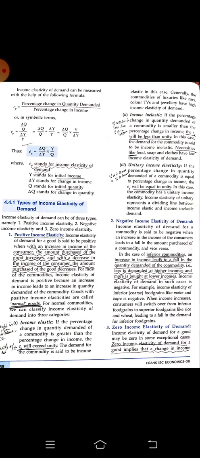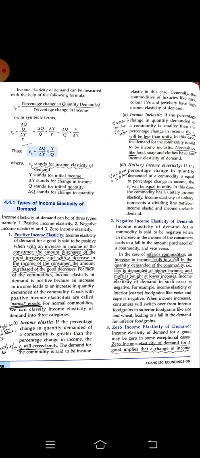First is positive income elasticity. What does this mean? When income of a consumer increases, the amount purchased of the good increases, and with the decrease in the income of the consumer, the amount purchased of the good decreases. Here they are talking about the normal good. If we find that the consumer's income is increasing and the purchase of those commodities is also increasing, we say it's a normal good. And when the income of that person is decreasing, the purchasing of that commodity is also decreasing, so we say it is a normal good.